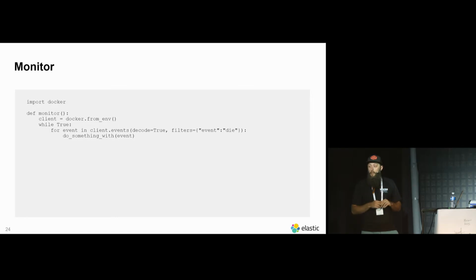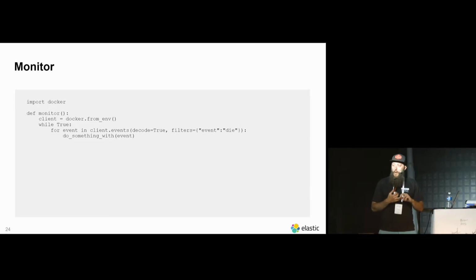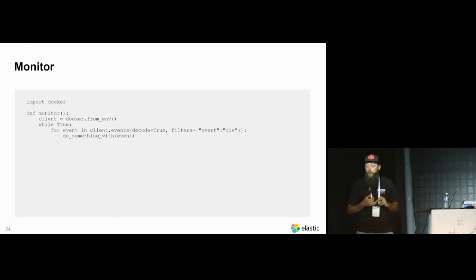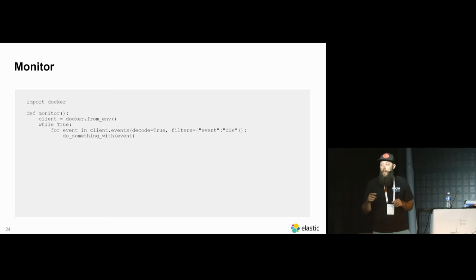So here's a really simple monitor function. Basically what we're going to do is create a Docker client from Docker. The import docker is the Docker Python SDK. We can create a client object, and then we'll create a simple while loop that just keeps going forever. It's going to be looking for events coming off the event stream. And anytime we get an event that is a die event, we're going to do something with that event.